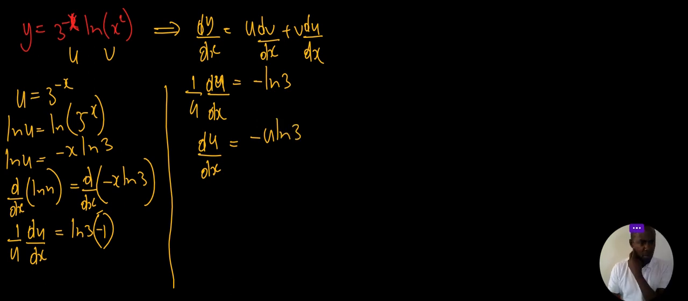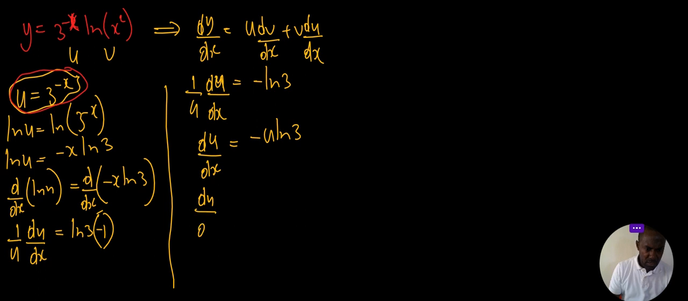But of course, if you recall, u is equal to 3 to the minus x. So this becomes du by dx is equal to negative 3 to the minus x times the natural log of 3. Let's leave it as that: minus 3 to the minus x times the natural log of 3. That is du by dx.